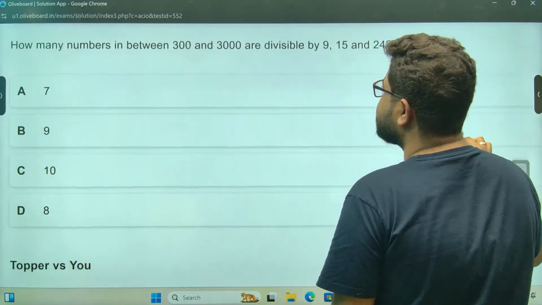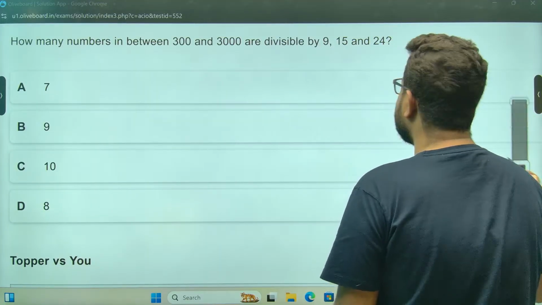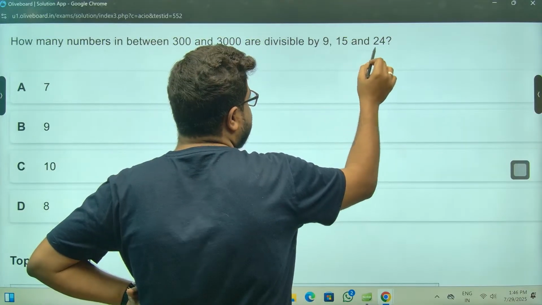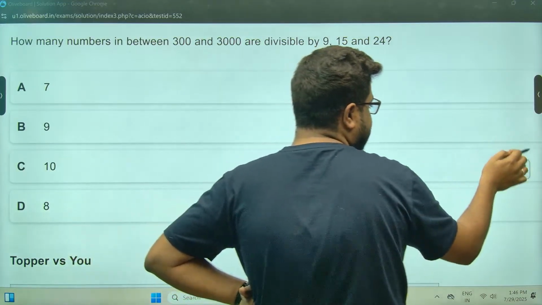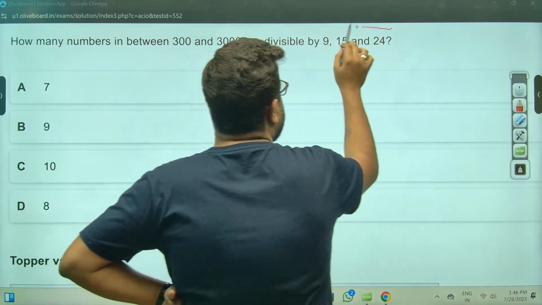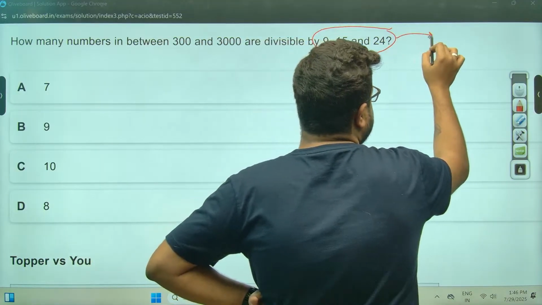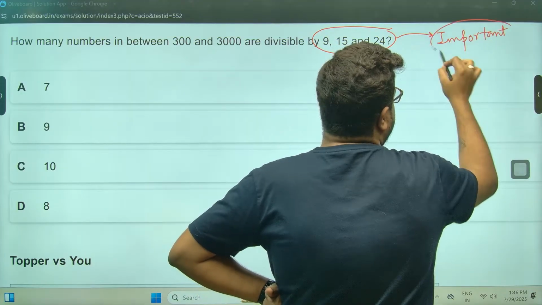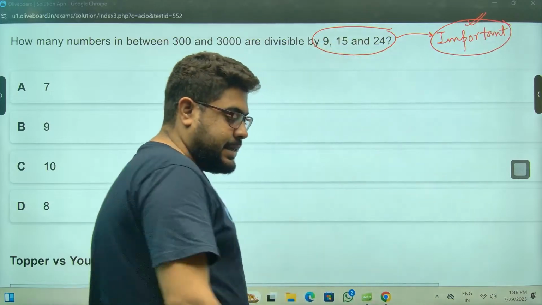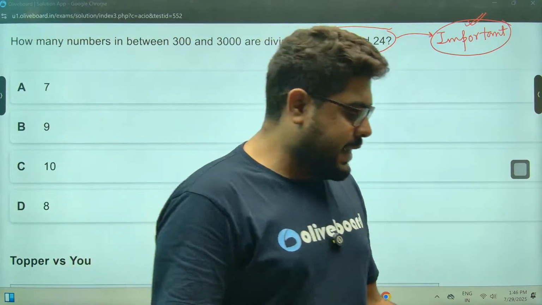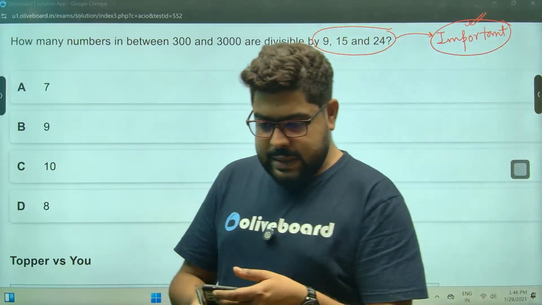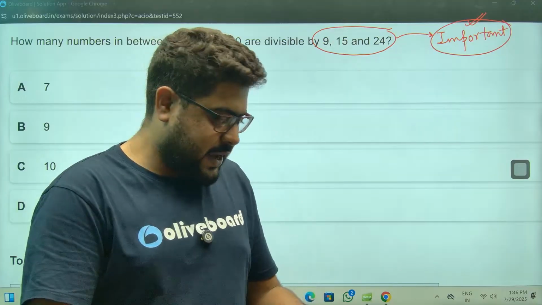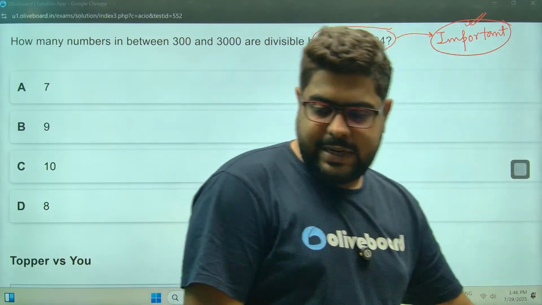How many numbers between 300 and 3000 are divisible by 9, 15 and 24? You see, this is the key point here, sir. This is very, very important. Listen to me very carefully for the next couple of minutes, everyone.